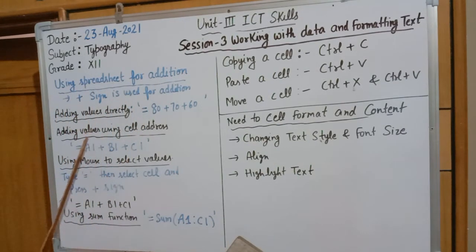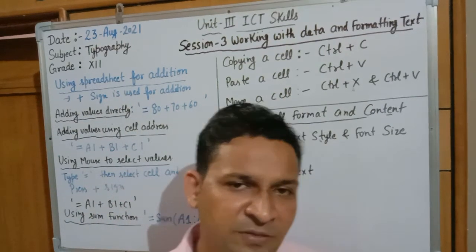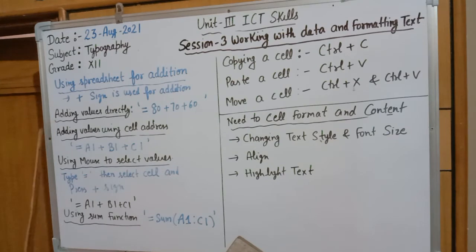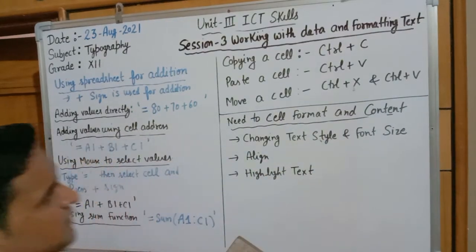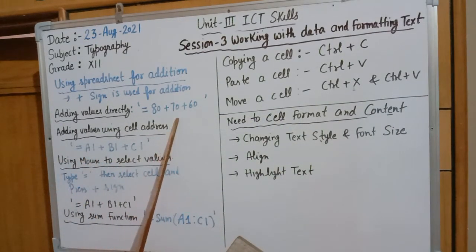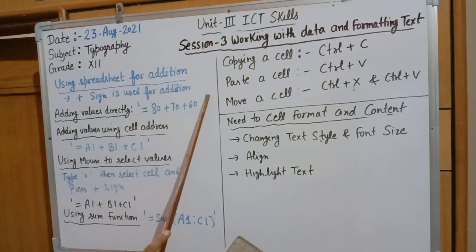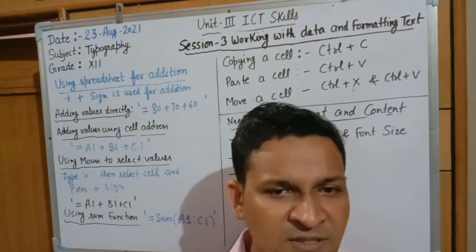Using a spreadsheet for addition, we use the plus sign for the addition operation. We can add the values directly, like we want to add 80 plus 70 plus 60. So what will we do? We will start the formula with a single quote. In Excel it is written directly without any quote, but in LibreOffice Calc, formulas are written with a single quote. So we write single quote, equal to 80 plus 70 plus 60, single quote to close. When we press enter, the value will be displayed.